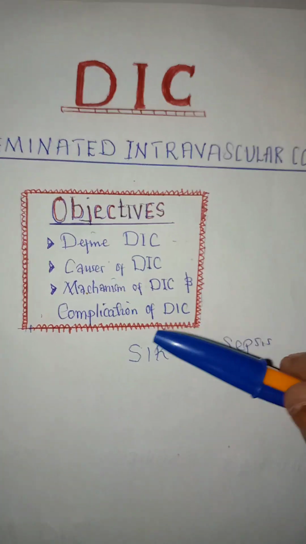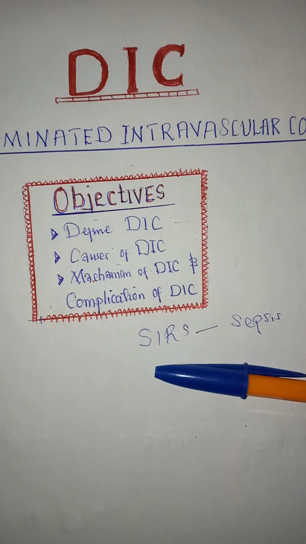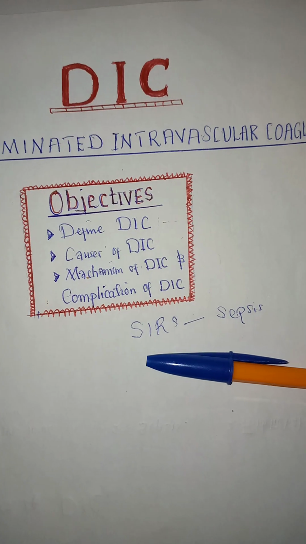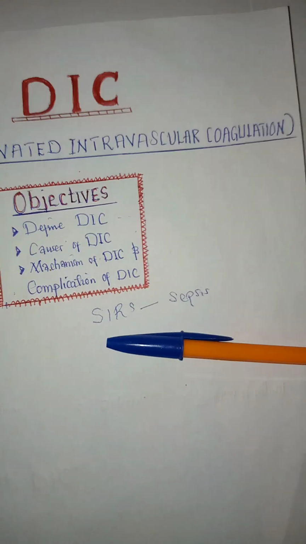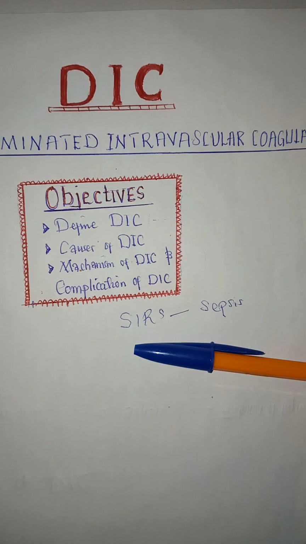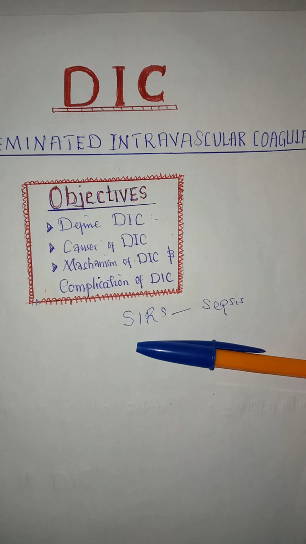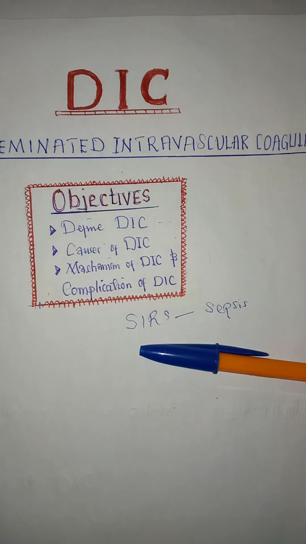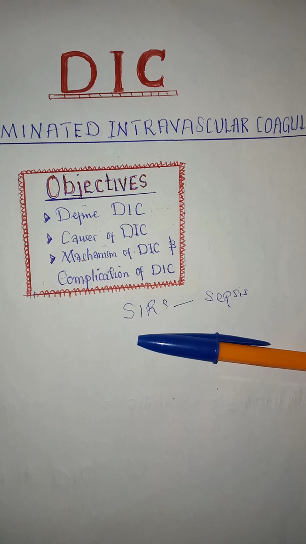When talking about DIC, by definition, this is a condition in which there is excessive activation of coagulation and formation of thrombi in the microvasculature. It is also known as a consumptive coagulopathy. This is because in DIC there is consumption of platelets as well as coagulation factors. Not only that, there is also activation of fibrinolysis, invoking bleeding.